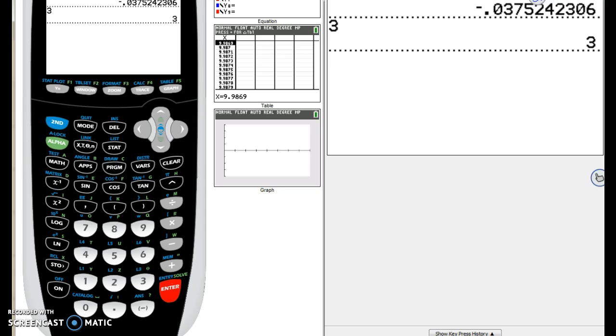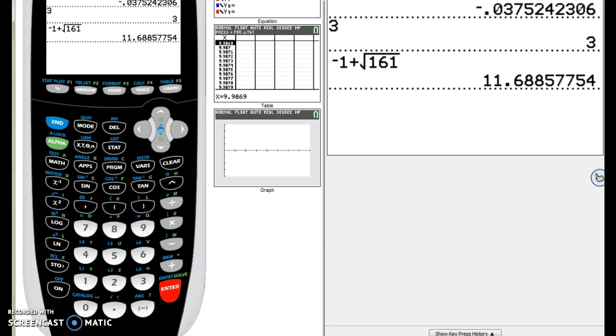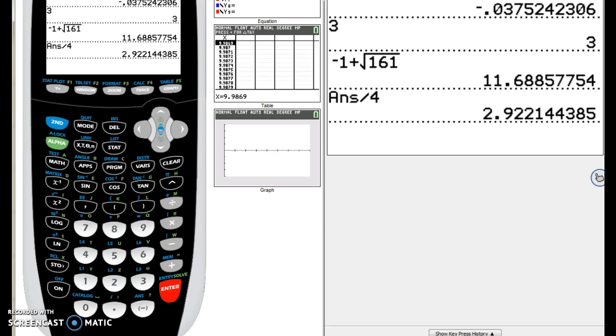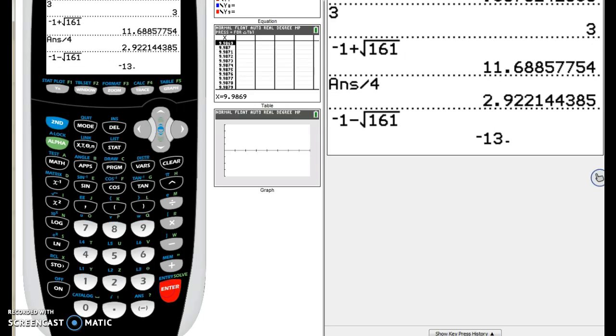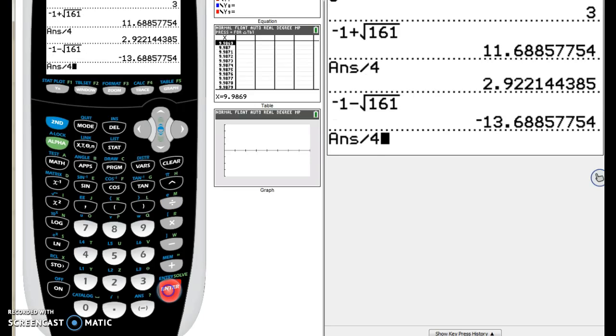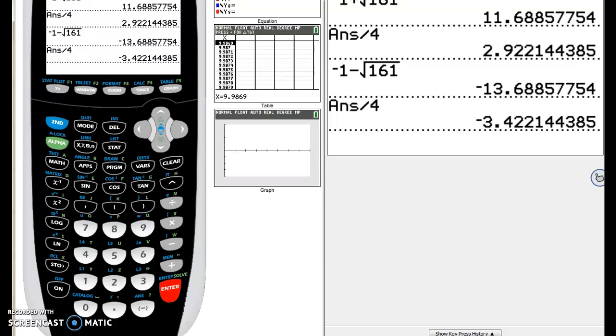Okay, so I end up with negative 1 plus the square root of 161. Find out that first, and then divide that by 4, and I get 2.92. And then I'm going to do negative 1 minus the square root of 161. Find out what that is, and divide it by 4. And I end up with that. So I get 2.92 and negative 3.42.